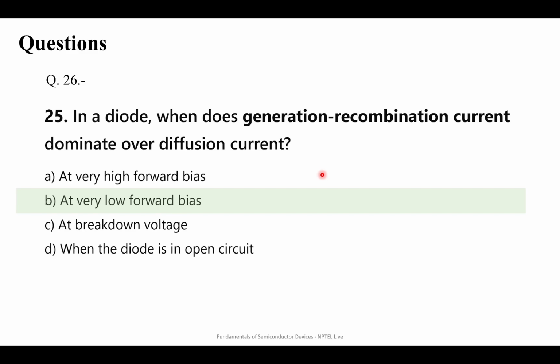So at low forward bias, your diffusion current is low and your generation recombination current is higher. Which is why you see a very low current at low forward bias, and once you overcome the depletion region, then you see an exponential rise in current.